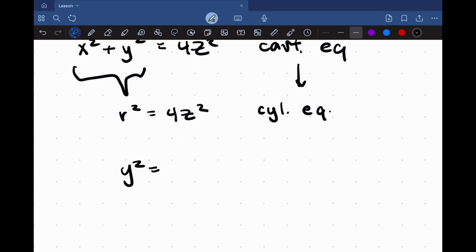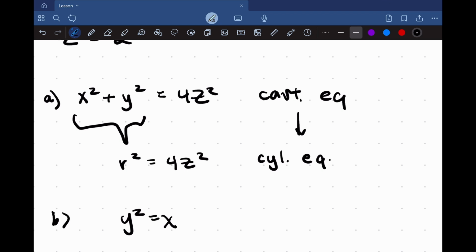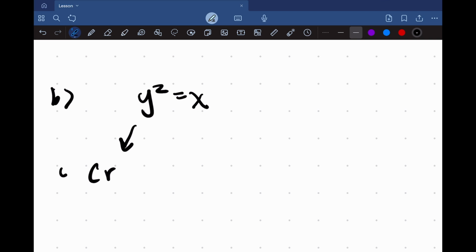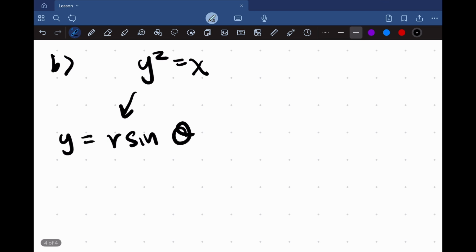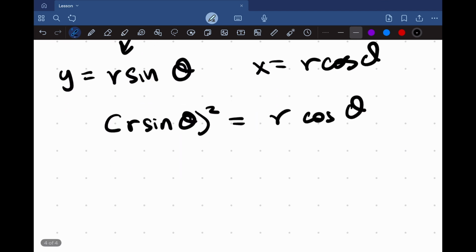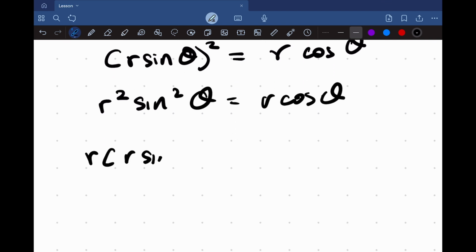So y squared equals x. Let's call the previous one example A, and this example B. This is all from Larson. If we have y, we define that as y equals r sine theta. Now plugging r sine theta into this equation, we get (r sine theta) squared equals x, which is r cosine theta. This gives us r squared sine squared theta equals r cosine theta, and we can move everything to the other side. So we get r squared sine squared theta minus r cosine theta equals 0, and so r times (r sine squared theta minus cosine theta) equals 0.